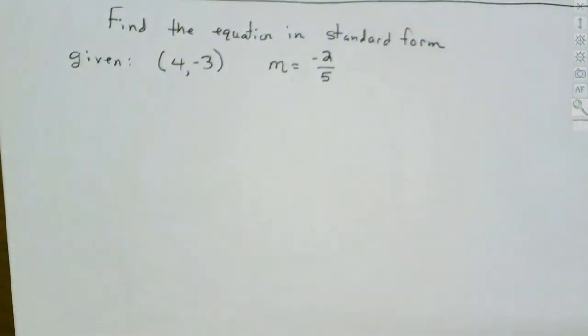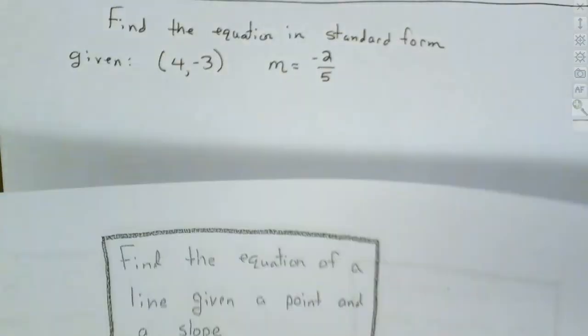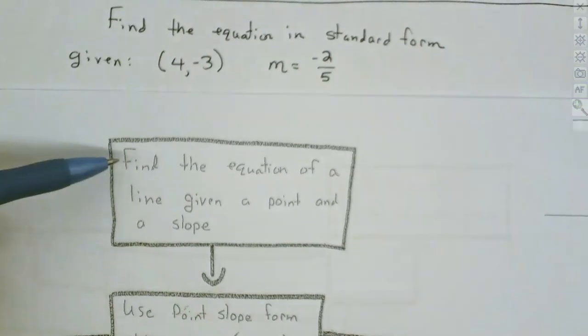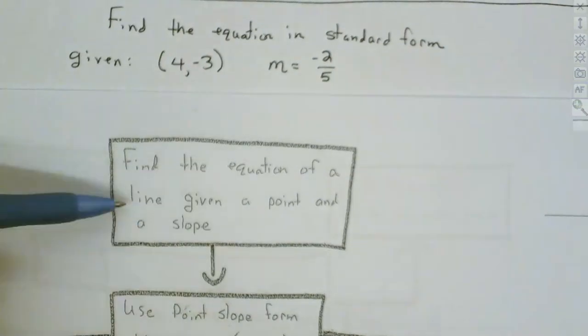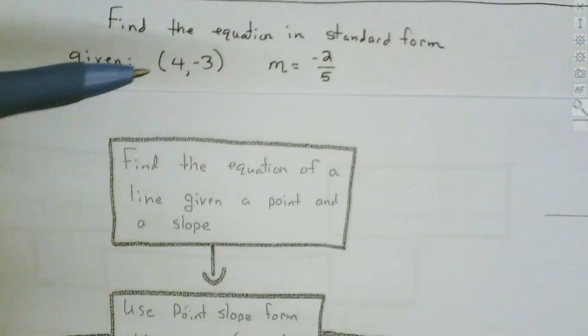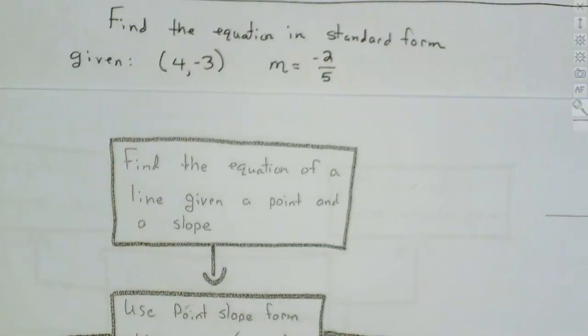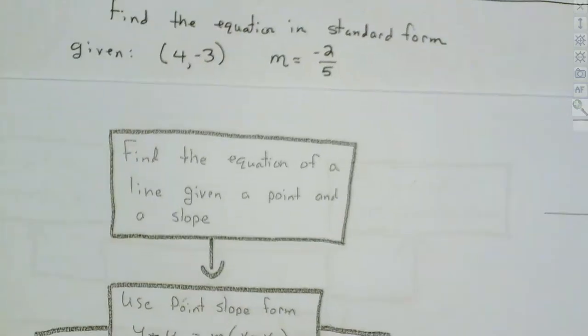Okay, so how do I know I'm going to use this flow chart? Well, to use this first flow chart, we need to make sure that what we have is here. And it says, find the equation of a line given a point and a slope. Well, that's what we've got. You need to make sure you use the correct flow chart, point, and a slope. So follow it just like a recipe.